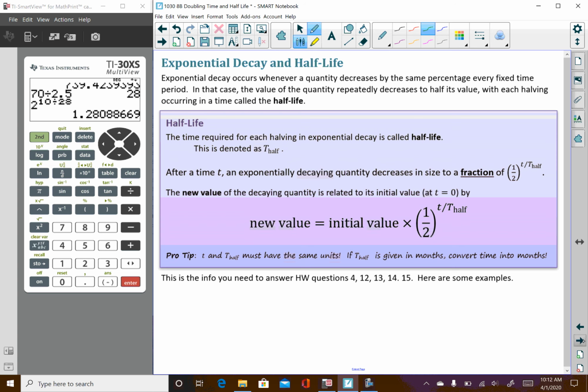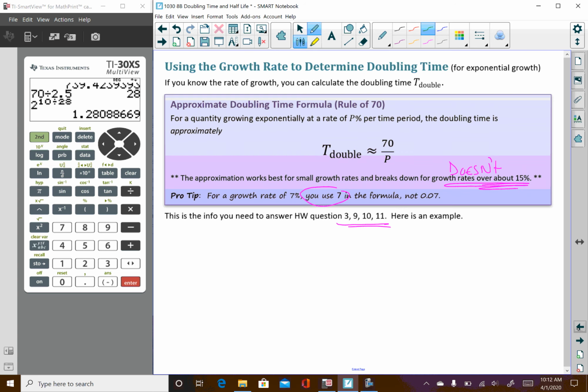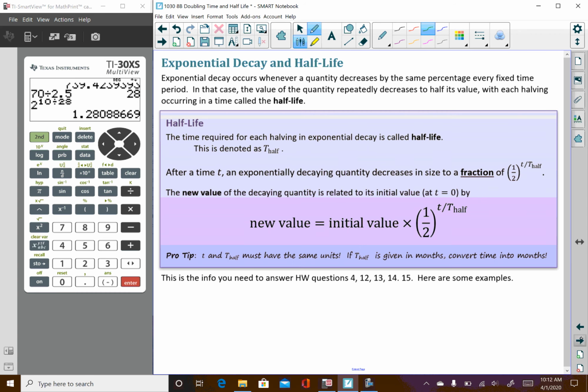Okay, so go back and do homework problems 3, 9, 10, and 11, and then come back and finish the video. Okay, so now we're going to switch to exponential decay and half-life.